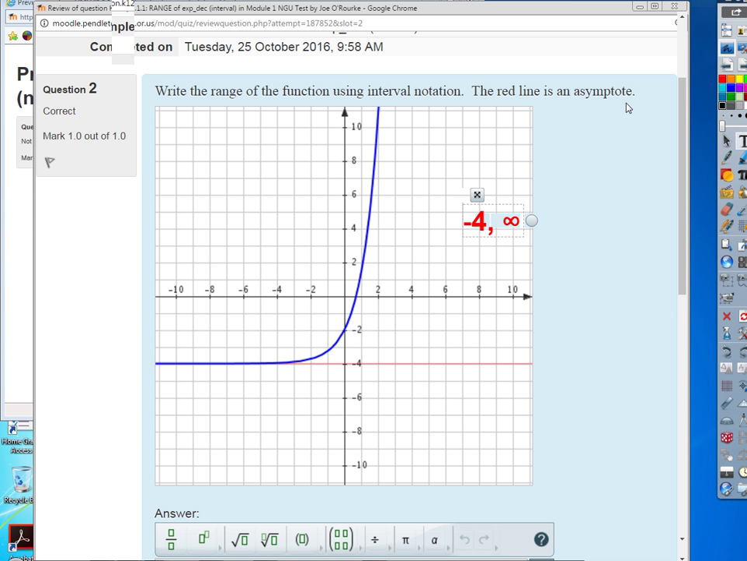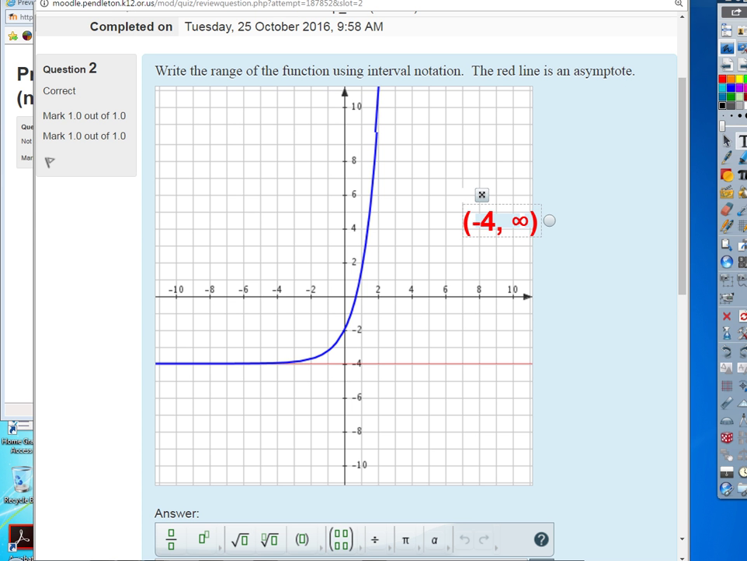So now what should that symbol be on the left? Parentheses, only because it doesn't include it. And then on the right, what does it have to be? Has to be parentheses, because you can't include infinity, right? So that's the answer we'd want on that one. Okay. Let's try one more of those.